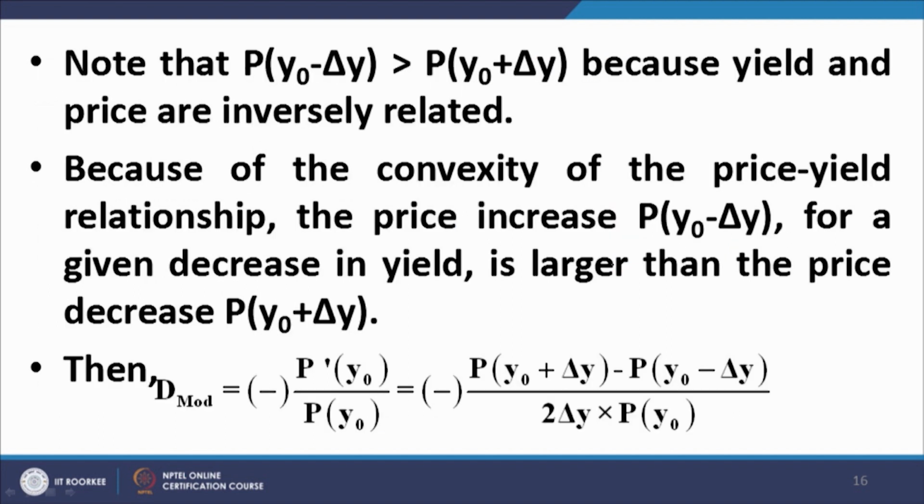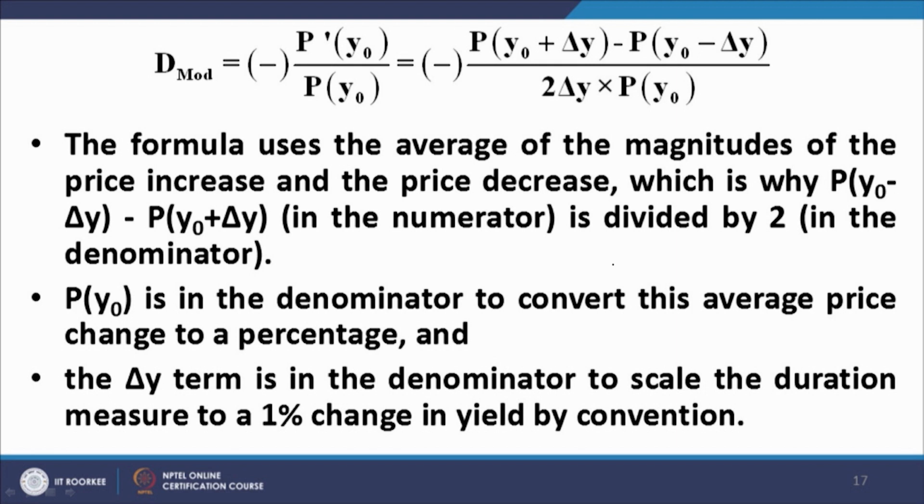This means that the price change corresponding to a decline in yield is more compared to the decrease in price corresponding to an equivalent increase in yield. The formula uses the average of the magnitudes of the price increase and price decrease. You can see here in this expression we are using the average.